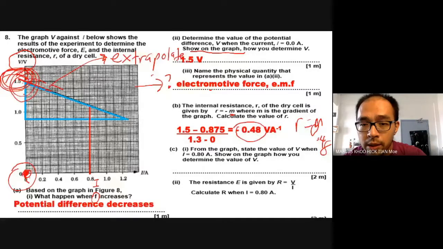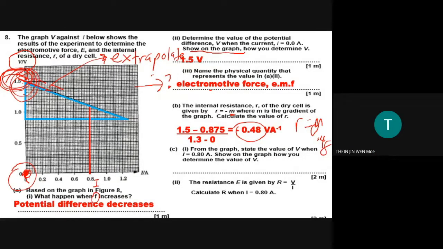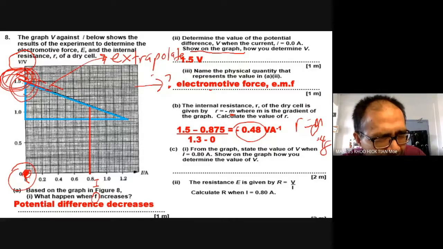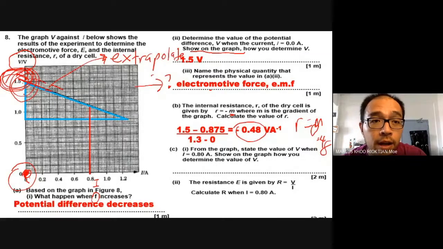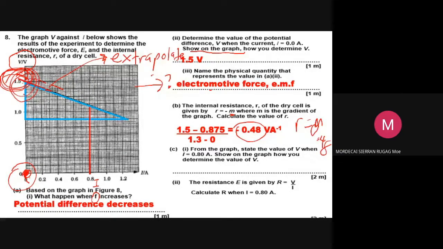Who answered that just now? Is Tian the only one that got 0.58? All of you also got 0.58. Wrong. I got 0.5. You got 0.5. How about the rest? 0.5.